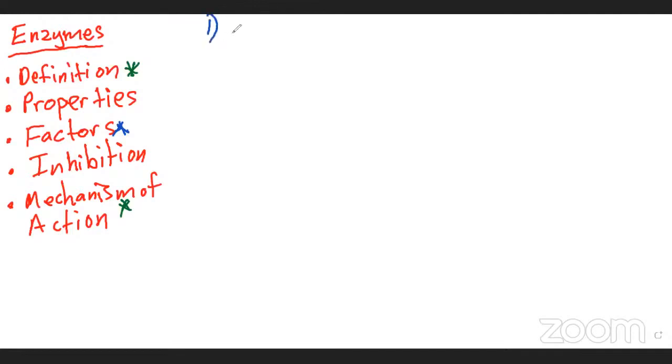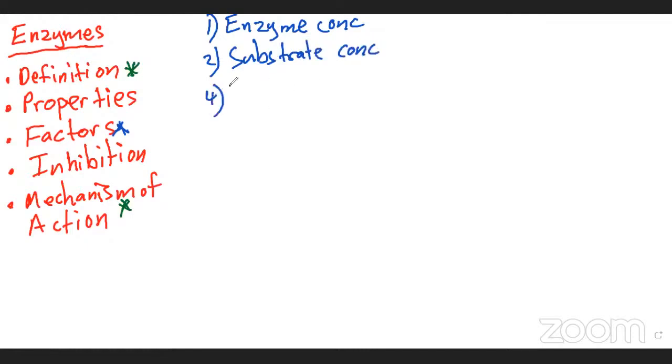Four factors that affect enzyme. So we have enzyme concentration, substrate concentration, temperature, and pH.